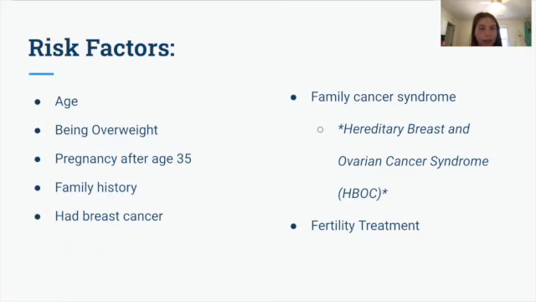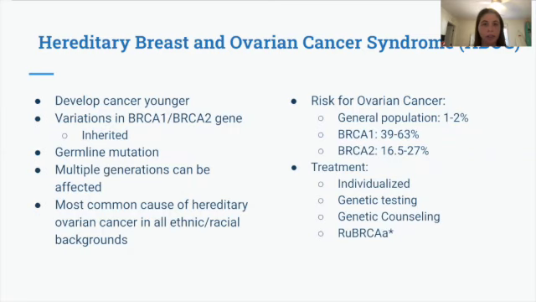So that's why I focused on that. Risk factors are just something that affects your chances of getting the disease. So age and being overweight are certain risk factors of ovarian cancer. On the right here, the starred bullet is hereditary breast and ovarian cancer syndrome. This is the risk factor that I'm going to focus on in this slide.